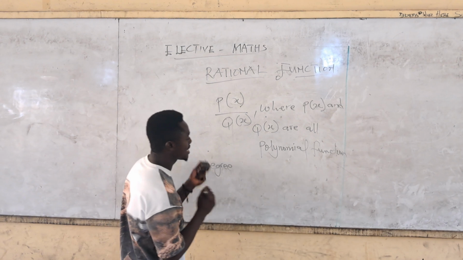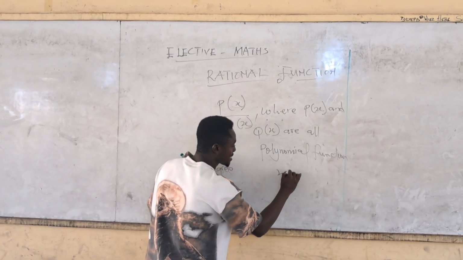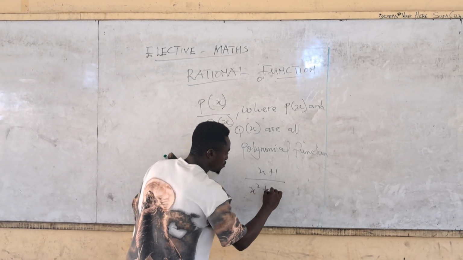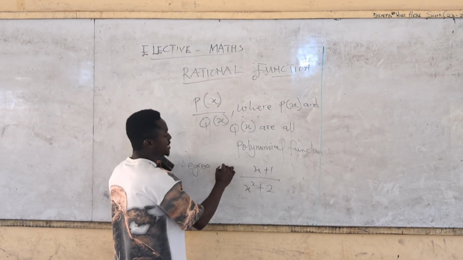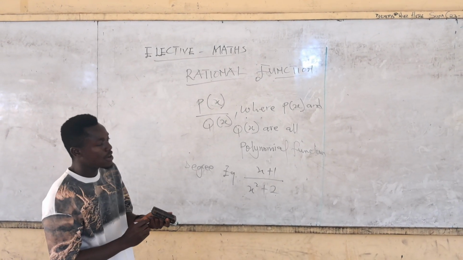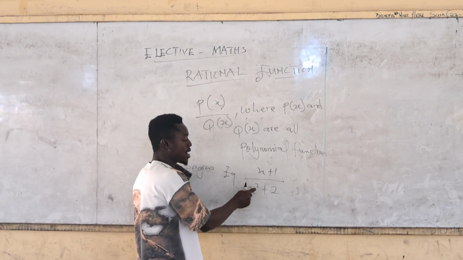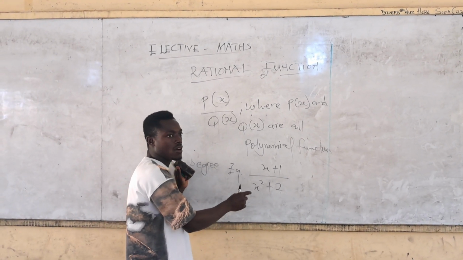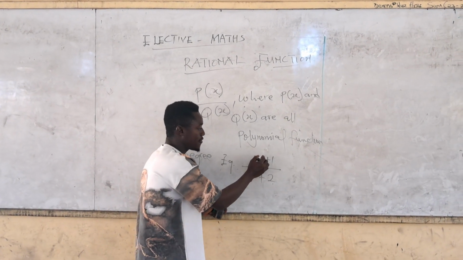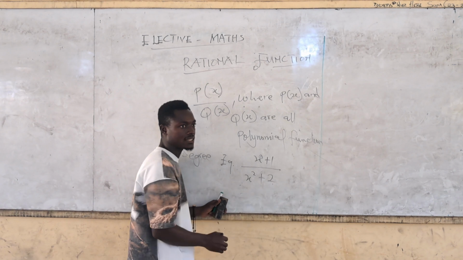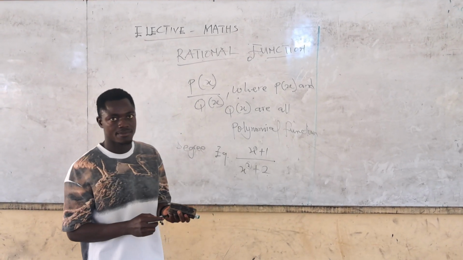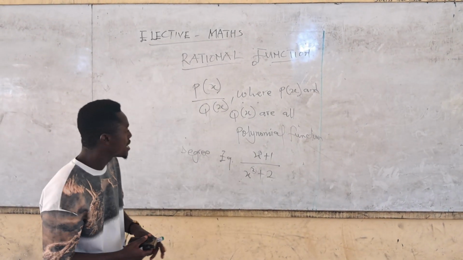Mathematically, let's say we have x plus 1 over x squared plus 2. Let's say this is an example. When we talk about the degree, we talk about the powers of the variable of interest. So what is the variable here? It's x. What's the power here? We have this to the power 1, and this one is to the power 2. These are called degrees.